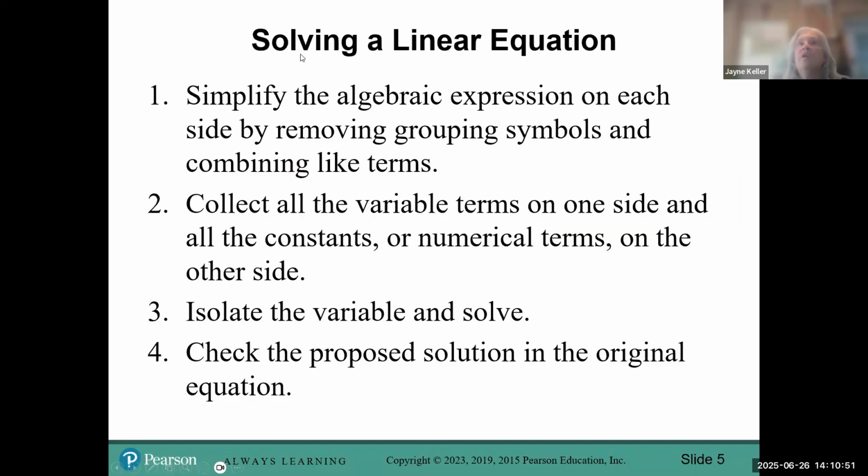So to solve a linear equation, we have a little procedure here. The first thing that you want to do is you want to simplify the expressions on both sides of the equal sign. And we're going to do that like we did in the previous section. We're going to remove the grouping symbols, parentheses or anything like that, and then combine like terms. Once we've simplified both sides and made those expressions as simple as we can, we're going to collect all of the variable terms on one side and then all of the constant terms on the other side. And we do that by using that addition property.